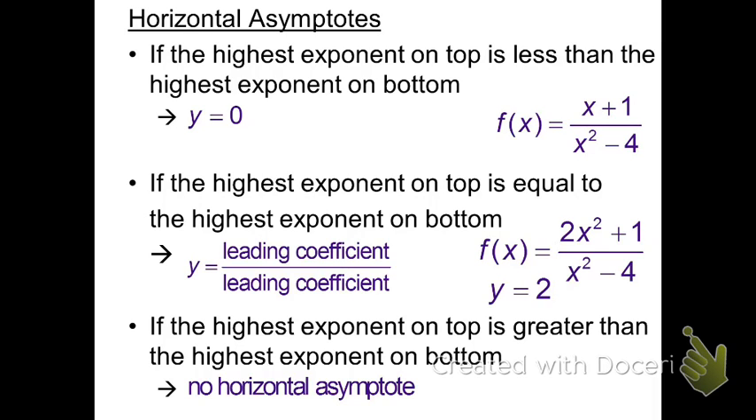And then last, if the highest exponent on top is greater than the highest exponent on the bottom, there is no horizontal asymptote. So that might look like this: 2x squared plus 1 over x minus 4. The top is squared and the bottom is to the first power, so that means there's no horizontal asymptote. But when there is no horizontal asymptote, there could be what's called a slant asymptote. So anytime you get no horizontal asymptote, then you definitely have to check for a slant asymptote.